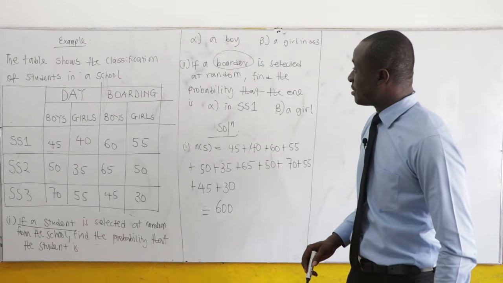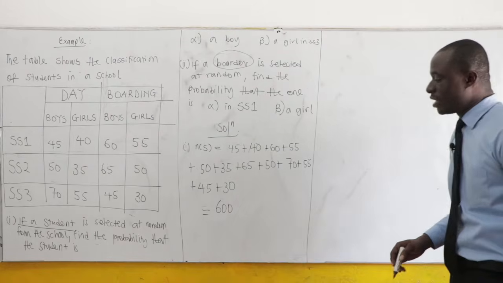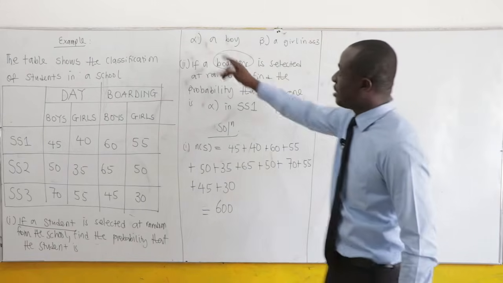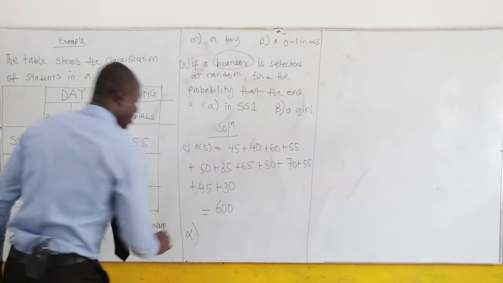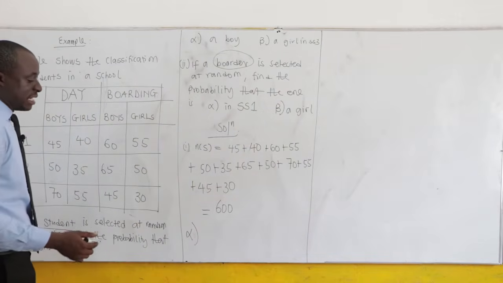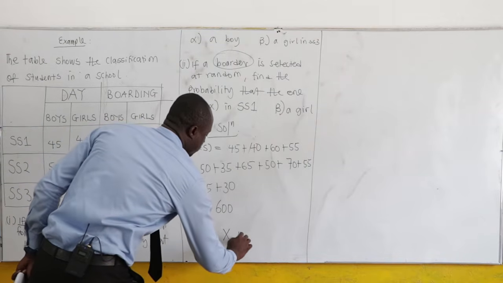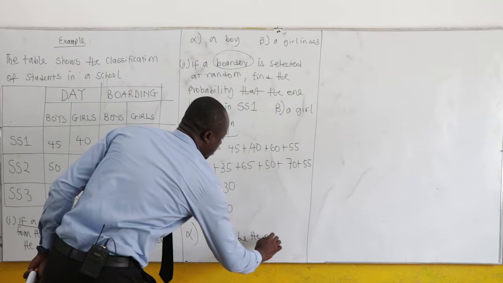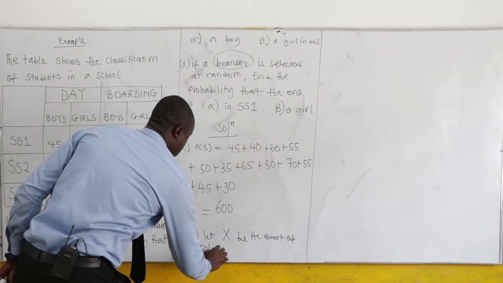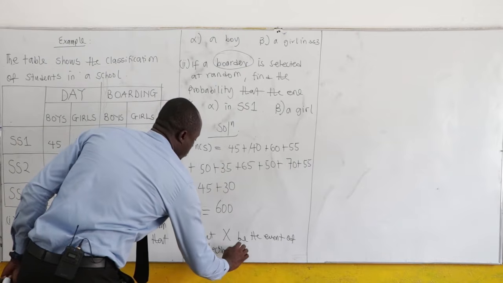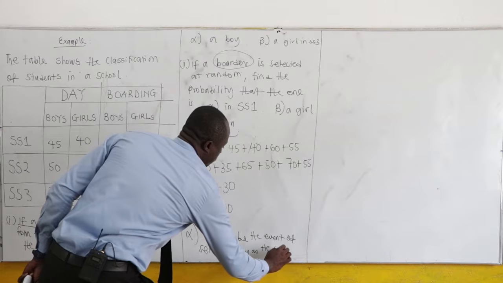Now let's see, the first question asks, if a student is selected at random from the school, find the probability that the student is a boy. So the event is a boy. Here we can let any capital letter be that event. So we can say let X be the event of selecting a boy as the school prefect.